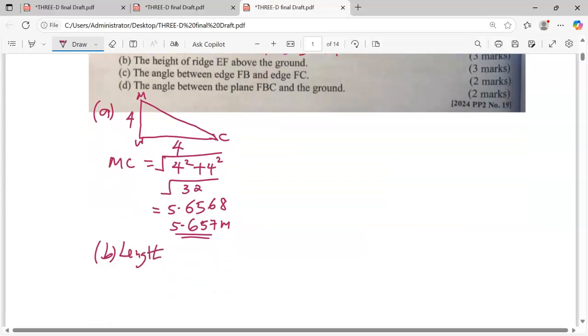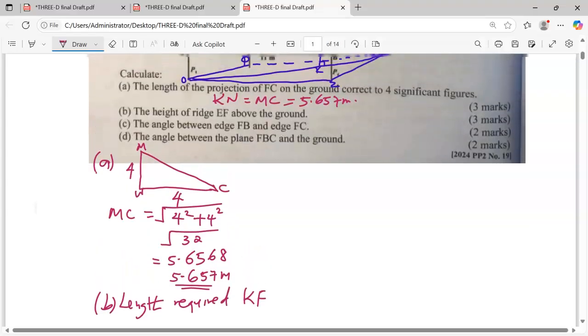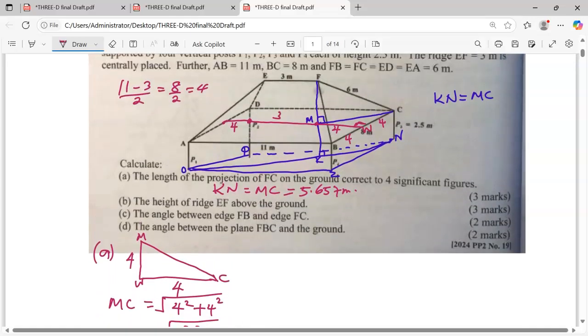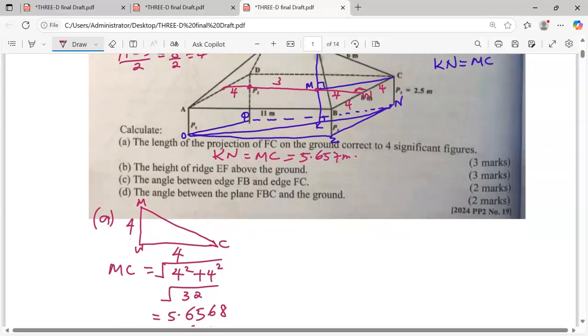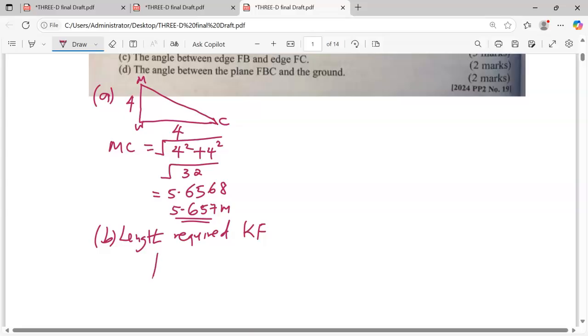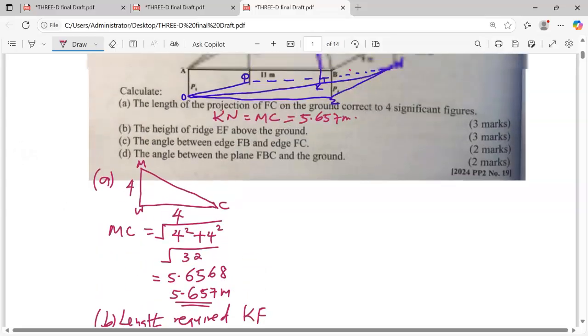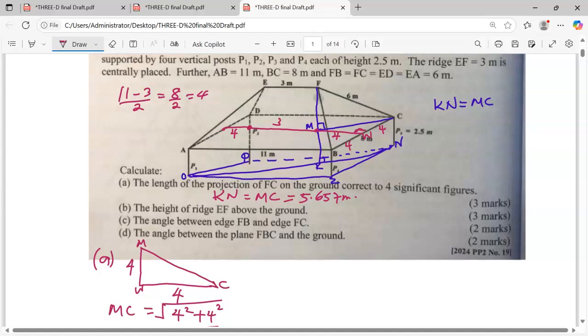The length required will be KF, and in this case now we are going to use the triangle MFC. We are going to use the triangle MFC to find the height from M to F. Then we add M to K.